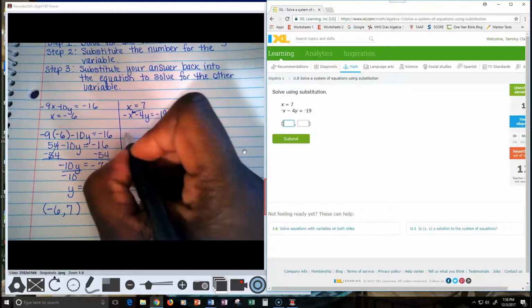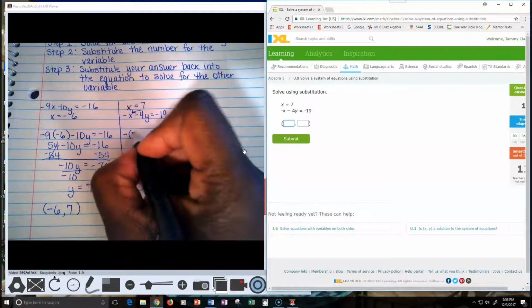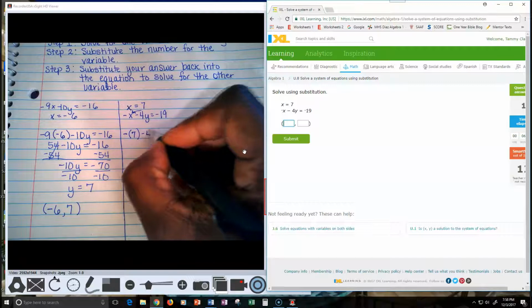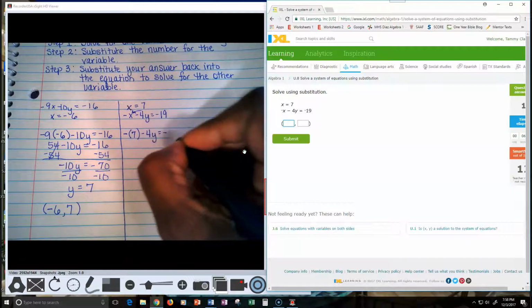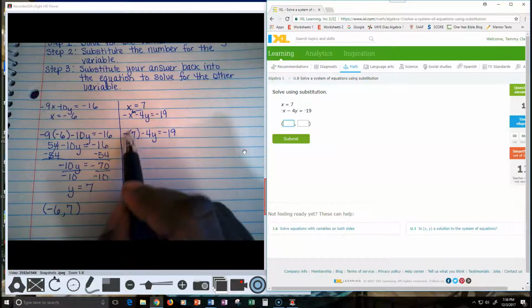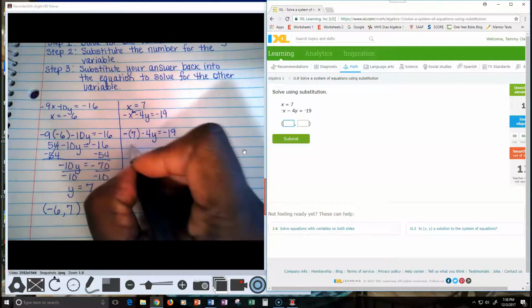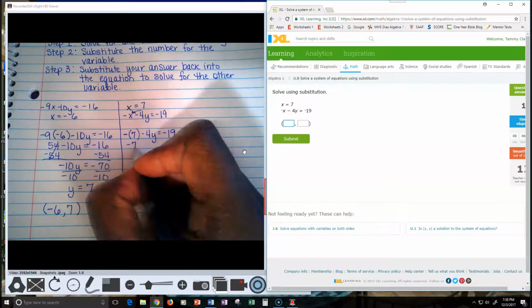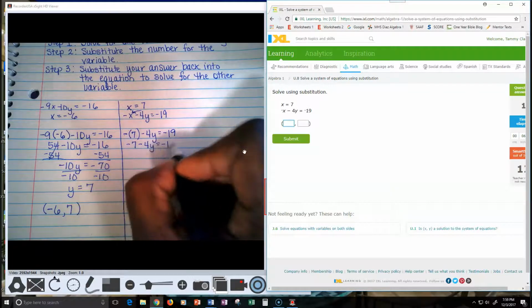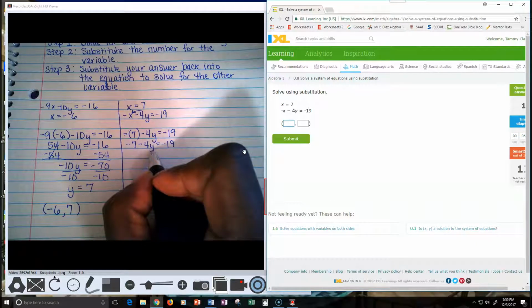So I have negative 7, and I'm going to say to you, whenever you substitute, go ahead and put parentheses around what you're substituting. So 1, you can keep your signs straight, and 2, you don't mess up your arithmetic. So we have negative 1, because there's an imaginary 1 in front of this 7, times 7 gives me negative 7. Minus 4y is equal to negative 19. We're now going to solve for y.